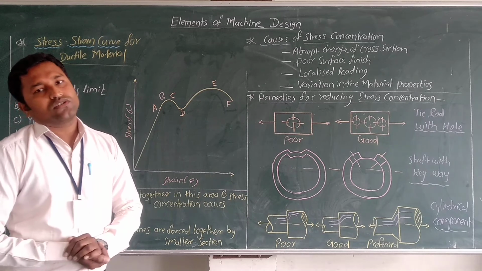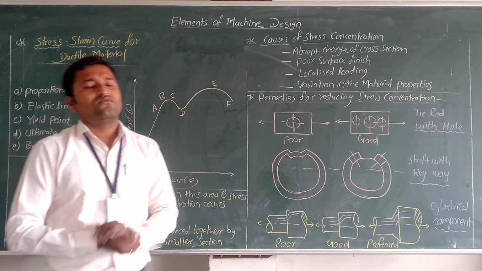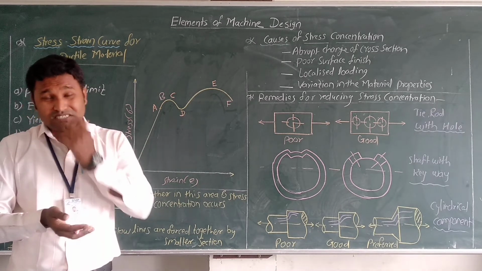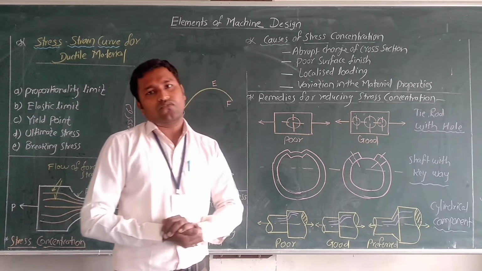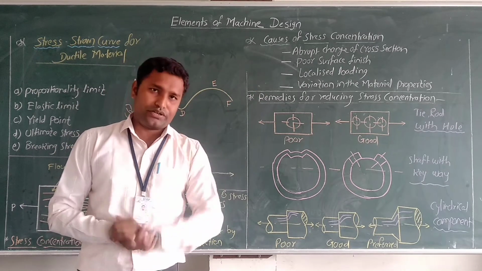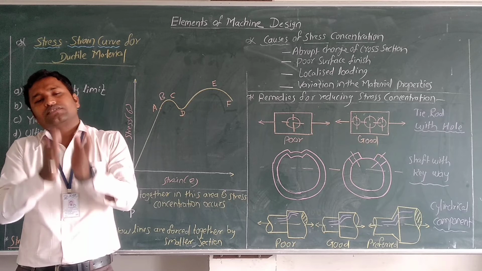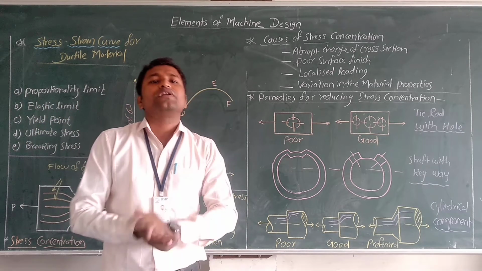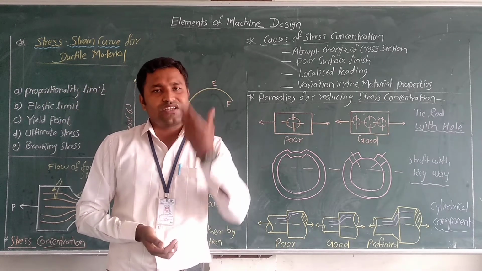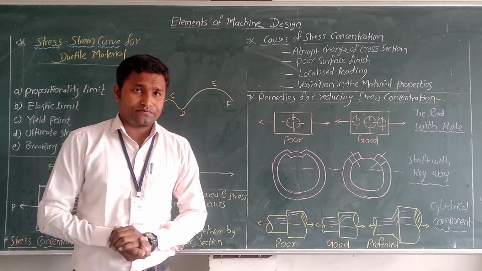So, abrupt change of cross section means what? If the material is uniform, then the stress concentration will be different. But if holes are present, threaded components, keyways, blowholes, or anything like that, the stress concentration will occur at that point. Next, poor surface finish. If the surface finish is not properly done between two mating parts, obviously there will be stress concentration. Thereafter, localized loading.